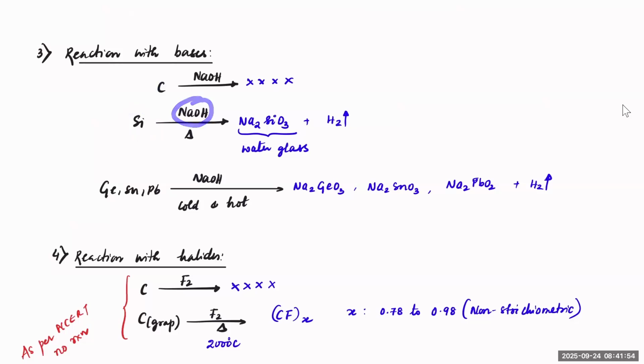Silicon, when you react with NaOH, will convert into Na2SiO3, which is water glass, and alongside it will release H2 gas. Water glass is the main component of glass, in liquid form. Tin, lead, and germanium, when they react with NaOH cold or hot, will also get converted into this glassy form, that means an oxide salt form, and release H2 gas.